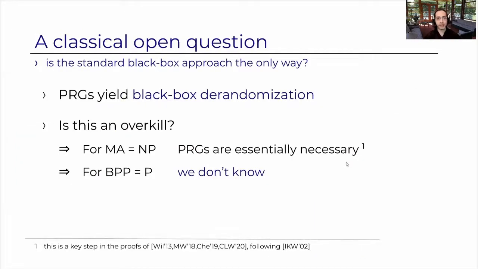And this is a classical open question that can be framed as follows. We know that PRGs yield black box derandomization: derandomization which uses a pseudorandom set. The pseudorandom set is generated before seeing the algorithm and input that we want to derandomize. And the question is whether or not this black box approach is an overkill. It's been studied for at least 20 years. We know that in some settings, for example, non-deterministic derandomization, PRGs are indeed necessary. This is a consequence of the algorithmic method that has been pioneered by Ryan Williams in the last decade. But for the main setting of BPP equals P, we simply have no idea. The question is unanswered.